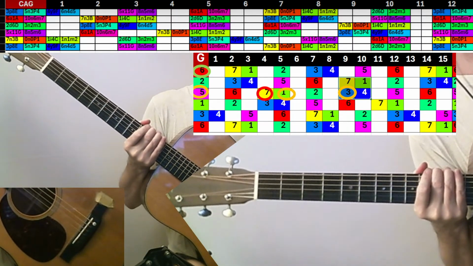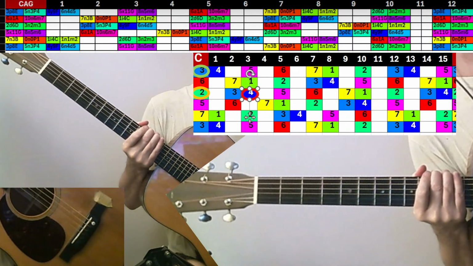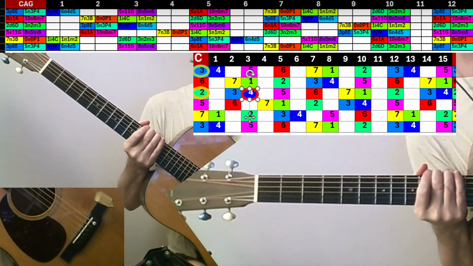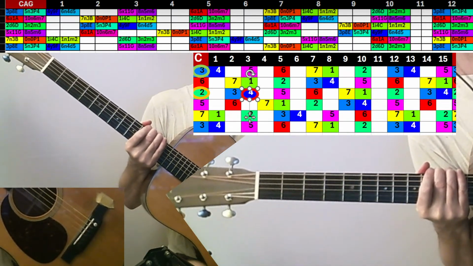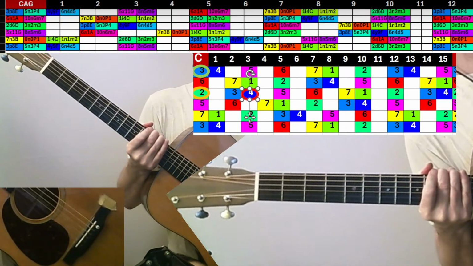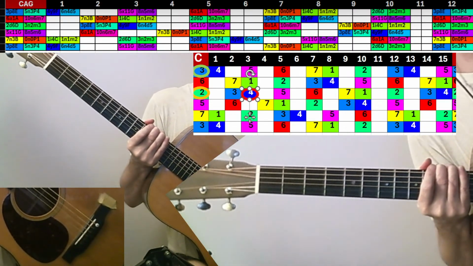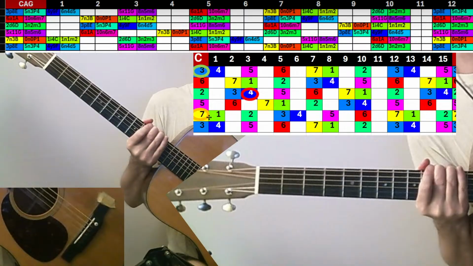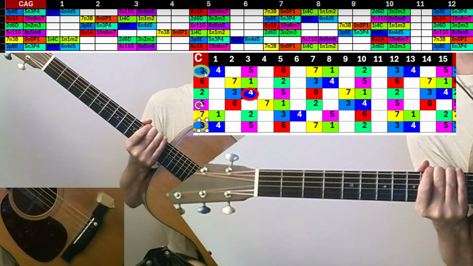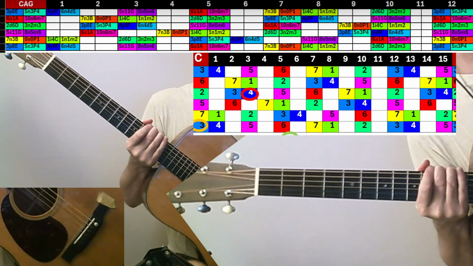Let's go back to this one. Let's see, what if I analyze the bottom string? Let's think about the bottom string. So that's an E here.